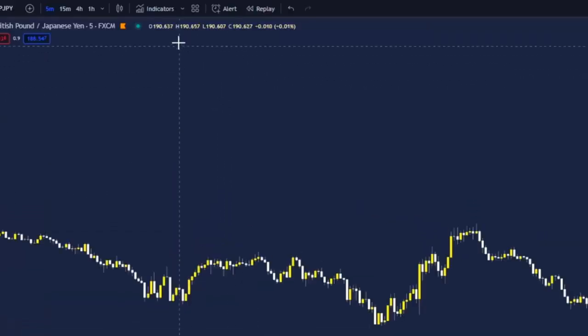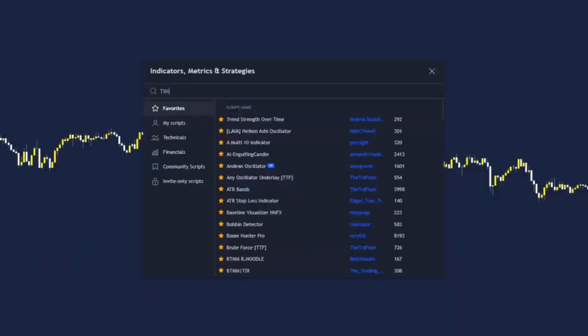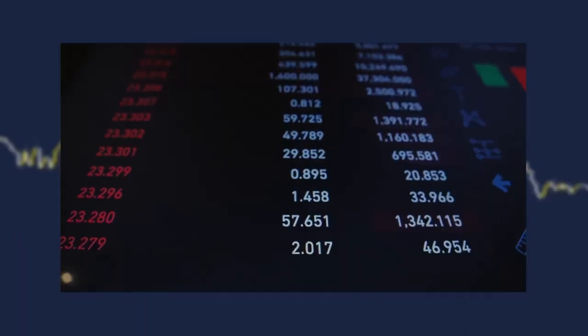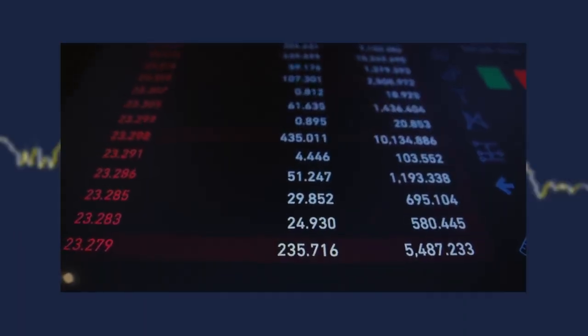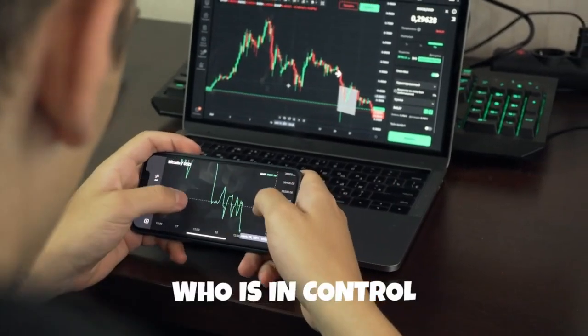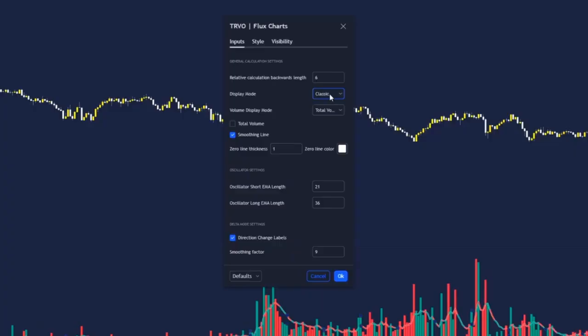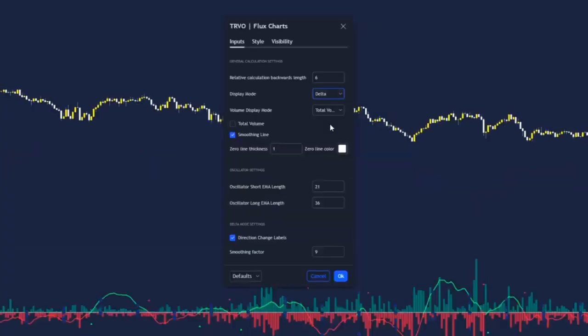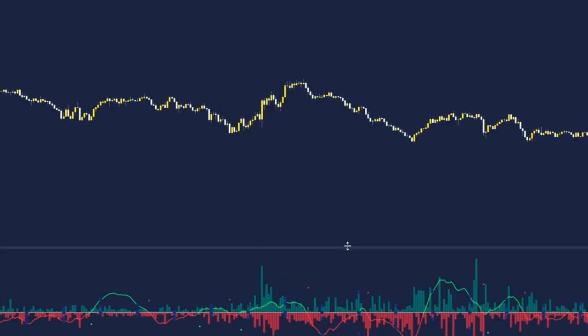Let's get into it. Naturally, we're on Tradingview. Let's first open the indicators tab and add the time relative volume oscillator right here. This indicator will automatically plot buying and selling volume per candle to help us easily see who is in control of the market. In the settings, change the display mode to Delta. This allows us to follow along per candle and see the market change with ease.